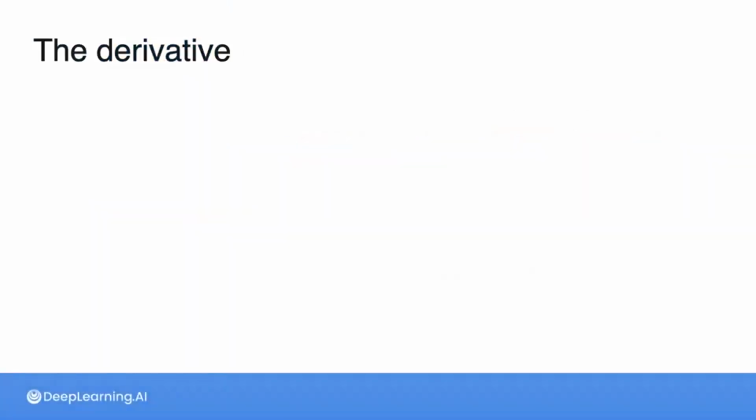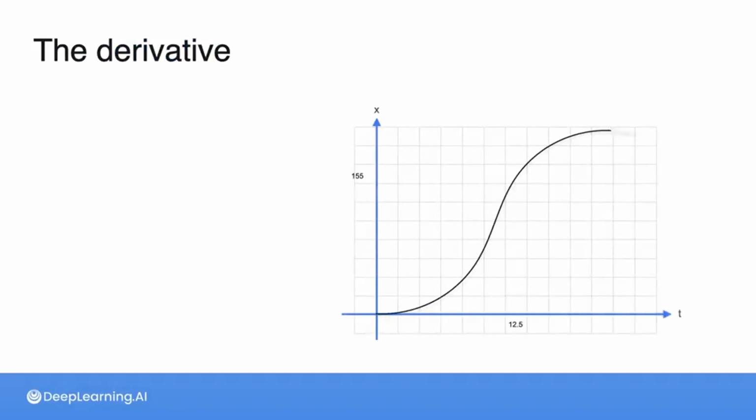In the previous video, you learned how to calculate the average velocity over an interval. But what is the instantaneous velocity at a point? Let's look at the point t equals 12.5 that you were looking at before. Calculating the instantaneous velocity here may be hard, but estimating it is possible.